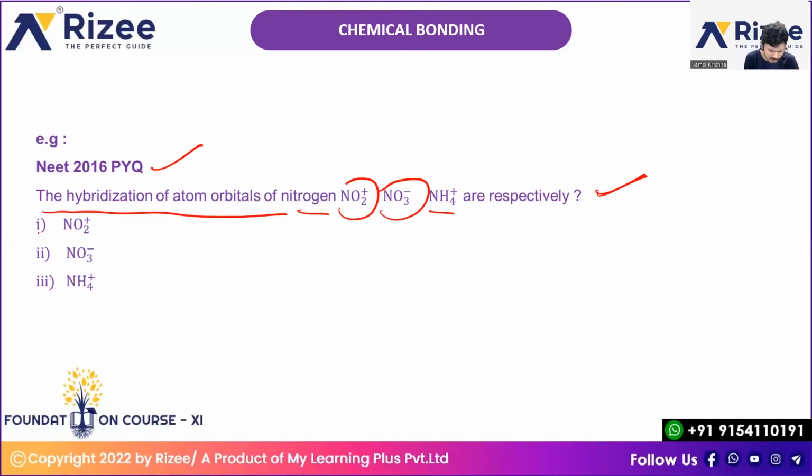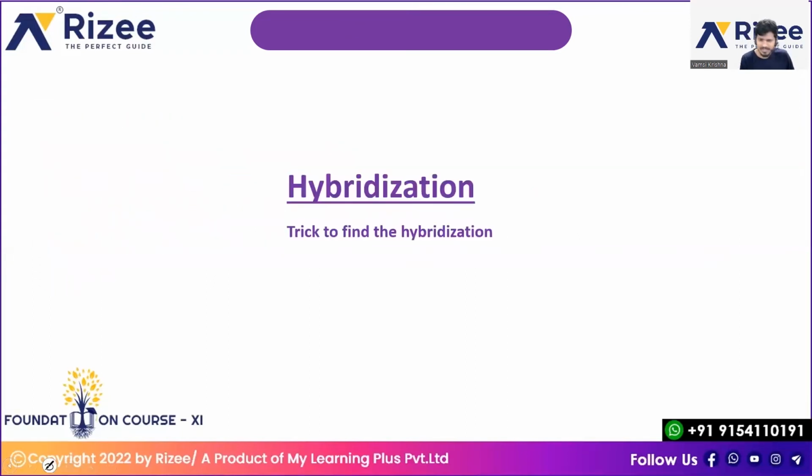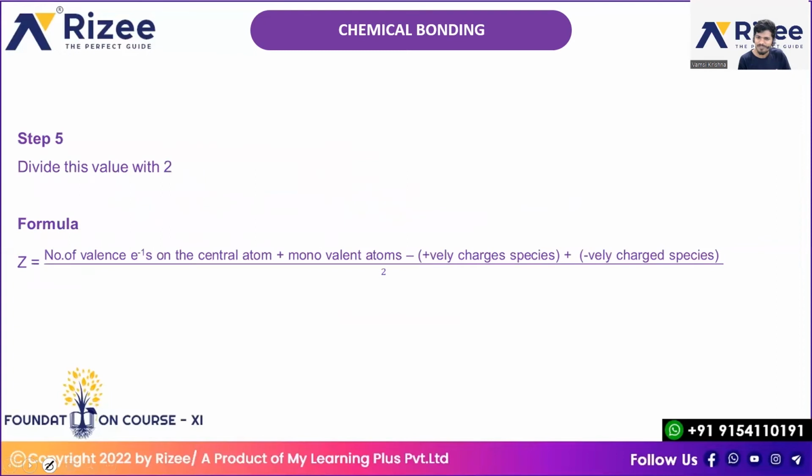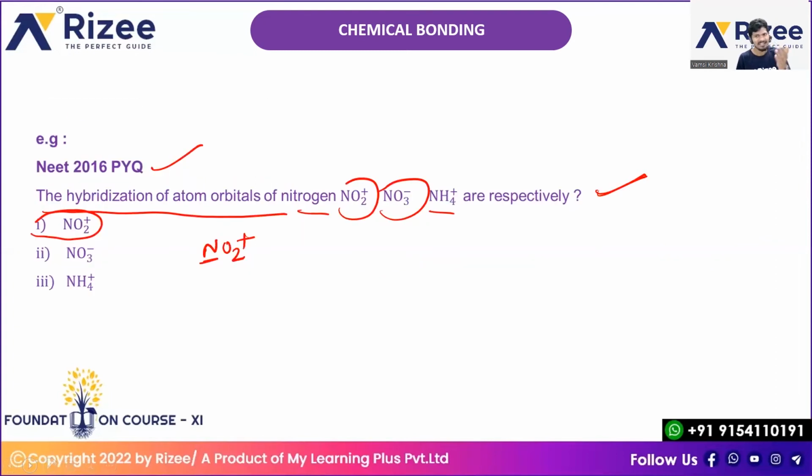First of all, we need to find the hybridization of NO2 positive. First, we need to write the number of valence electrons on the central atom. Here nitrogen is the central atom. In nitrogen, how many valence electrons are present? 5. You can also directly write the number of valence electrons, because these are very basic things, 9th and 10th class things. How many valence electrons are present in nitrogen? 5.